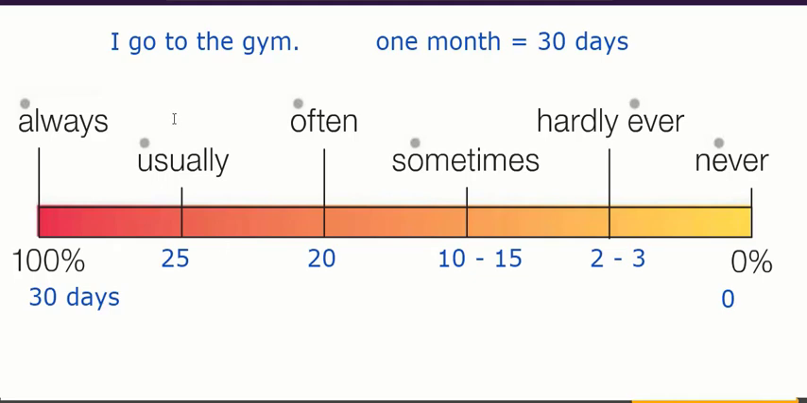So again, 1 month, 30 days. I always, 30 days, I go every day. Usually 25, often 20, sometimes 10 to 15, hardly ever 2 to 3, never 0. Okay. So this is not exact, but just to understand the meaning. Don't ask what does often mean, what does sometimes mean. No. How many times you do something? Okay. And this is the order.